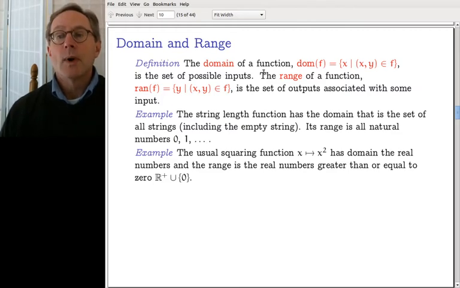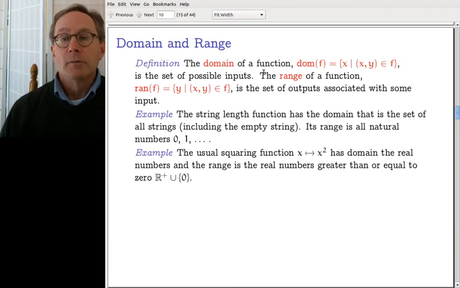The usual squaring function, x is associated with x squared, has domain the real numbers, and the range is the real numbers greater than or equal to 0.